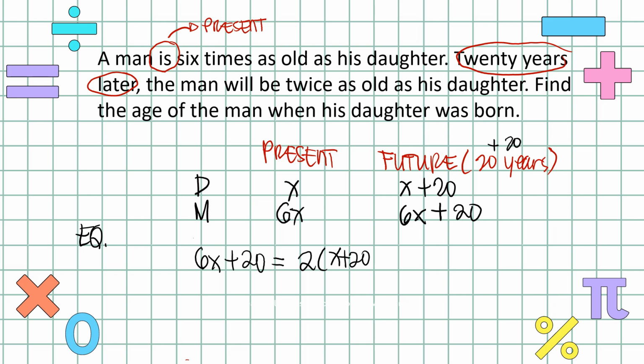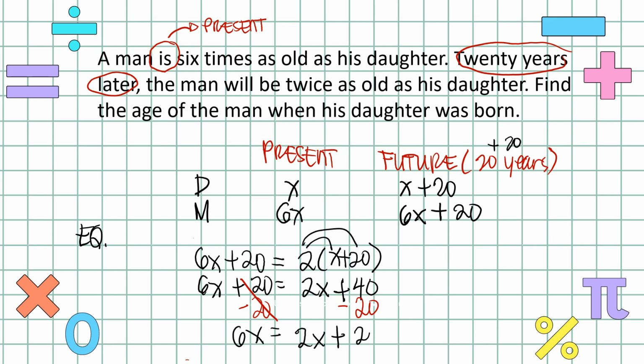So that is 2 times x plus 20. Okay? And we simplify this. 6x plus 20. Distribute. You have 2x plus 40. Now let's subtract 20 on both sides. And we'll have 6x equals 2x plus 20. 40 minus 20 is 20.